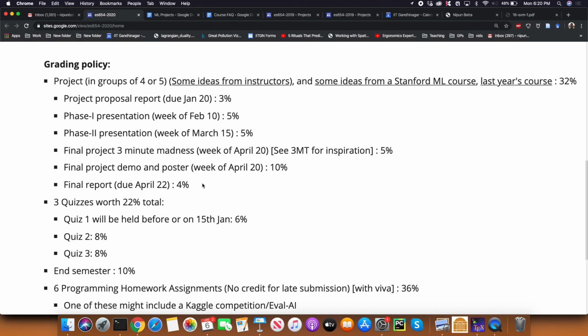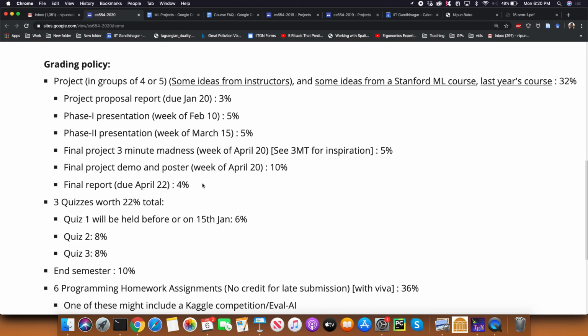There are 6 programming homework assignments, the first of which will be released in the next lecture with a deadline of 15. Each of them would be 6% marks, and you cannot expect this to be a light course. The programming assignments would be very intensive in programming, and they would require you to implement many of the machine learning aspects of the class which we are studying in the theory. One of these programming assignments might be a Kaggle competition.